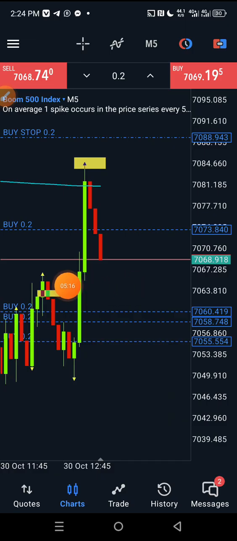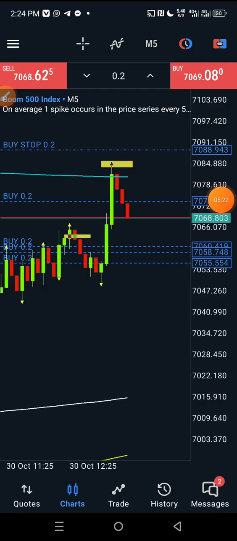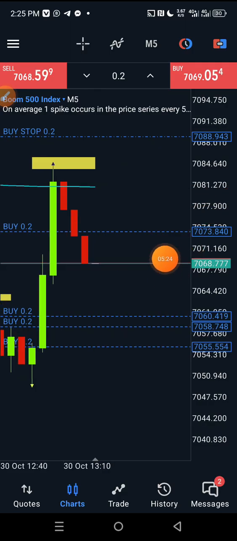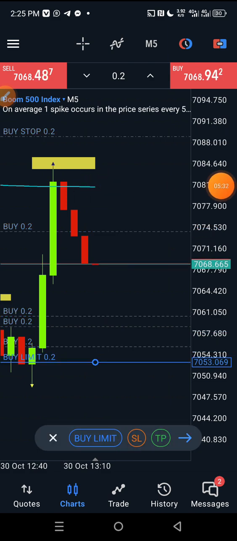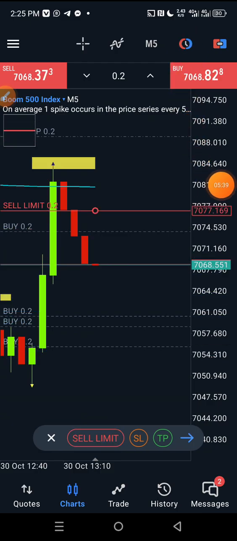Okay, so let me now put another entry, because this market, we expect it to also make another spike and create a pattern before going normal down. So we can put a sell limit here, so that if another spike happens and touches here, it should open a sell for us. How do we do it? You tap on the execution key, you carry this thing up.